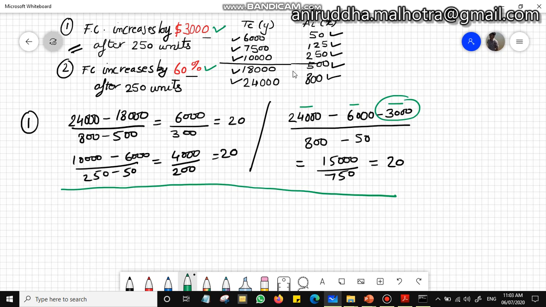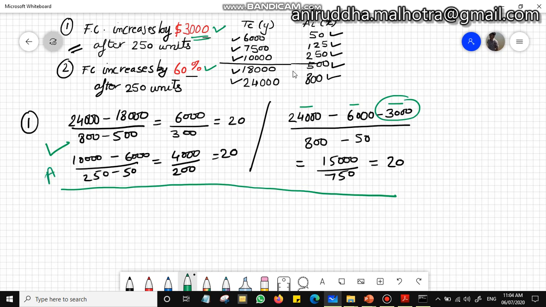In such a case, it is better to stick to the first method that we discussed over here, because this ensures that whatever activity levels you're considering, the total cost of those activity levels, either both the costs will have that additional fixed cost or they will not have that fixed cost. And in that case, you don't need to worry about getting rid of the additional fixed cost, and you can simply get your value of B. So remember, when you are presented with a scenario where you have an additional absolute amount of fixed cost, you can use either of the two methods.